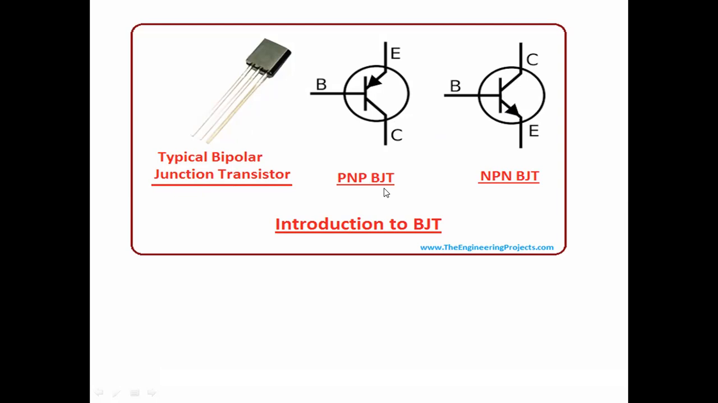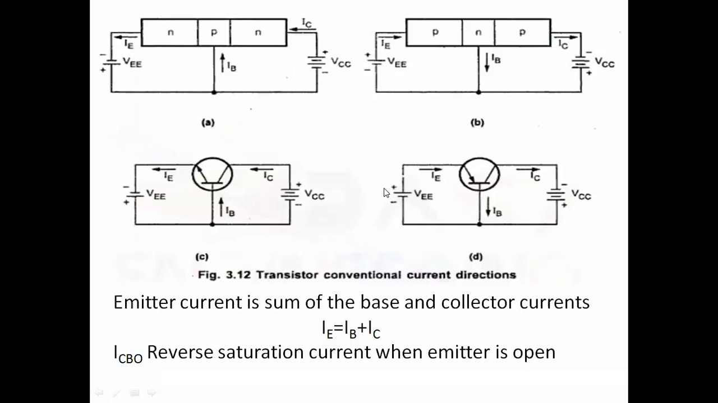After this, we will discuss the different currents which are flowing in the transistors. So basically there are three regions.